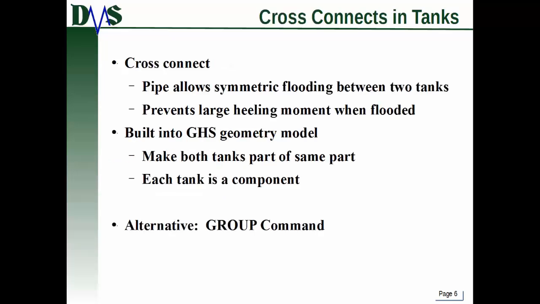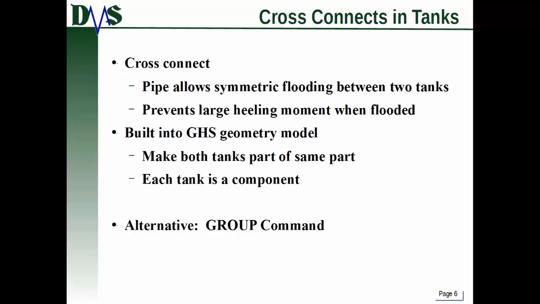And the last thing to cover is cross connects. So this is something that some vessels have, which is that if you have symmetric tanks on the vessel, there will be a pipe actually connecting those two tanks together. And what that pipe is there for is specifically for damage stability. It allows symmetric flooding between those two tanks, which is there to prevent large heeling moments on the vessel when the ship gets flooded. Now, clearly we don't ever want that to happen, but it's a safety feature to ensure the vessel remains stable in flooding.